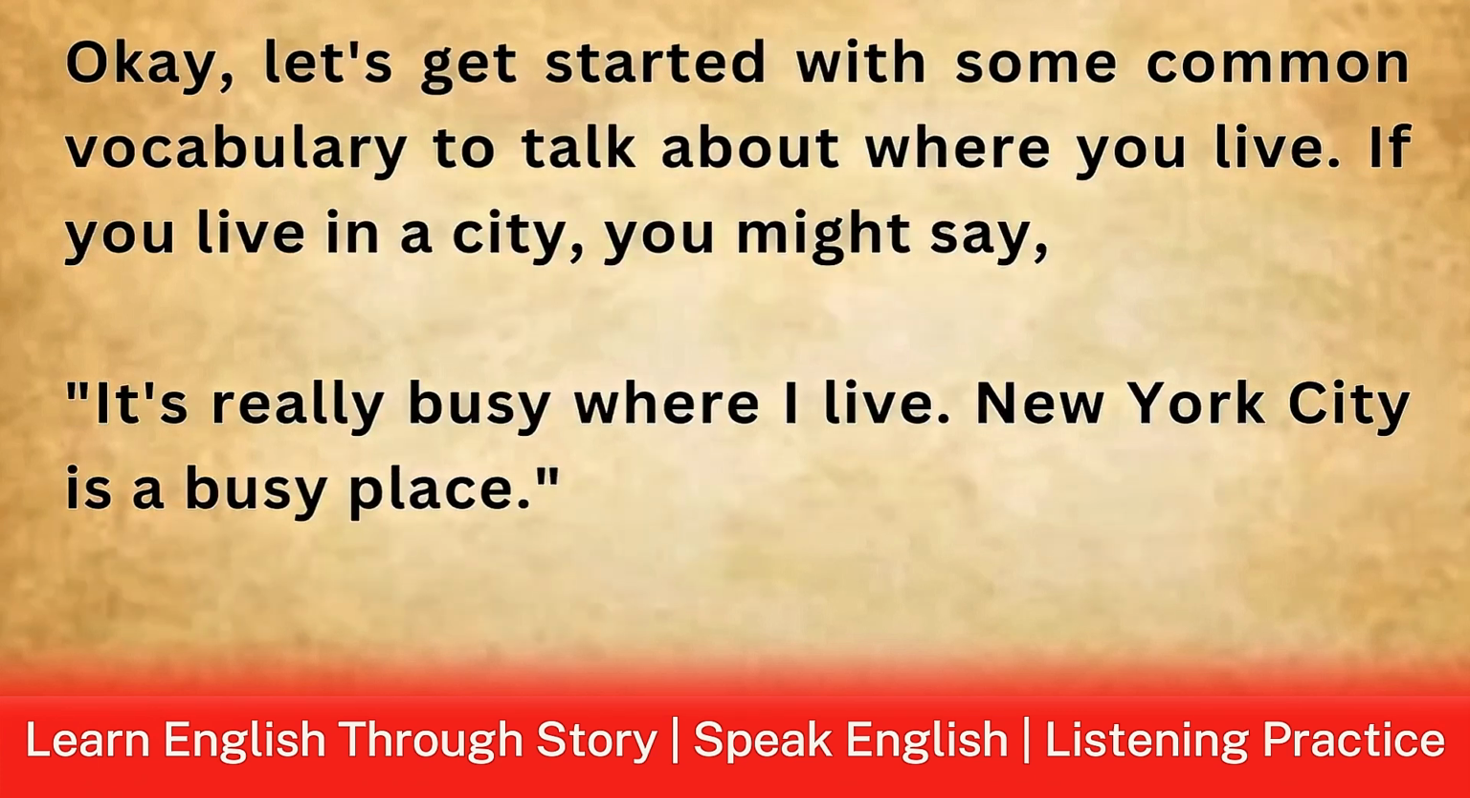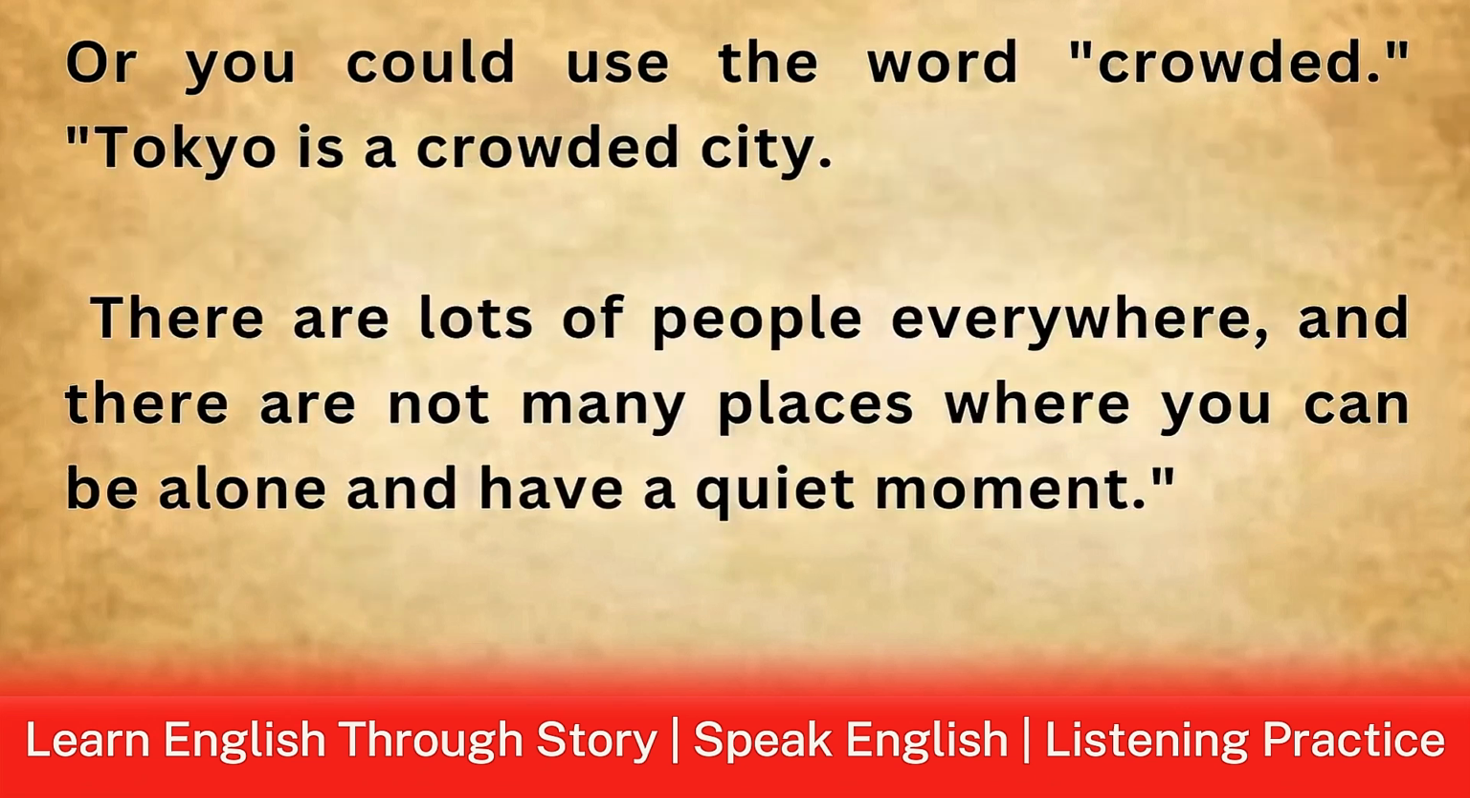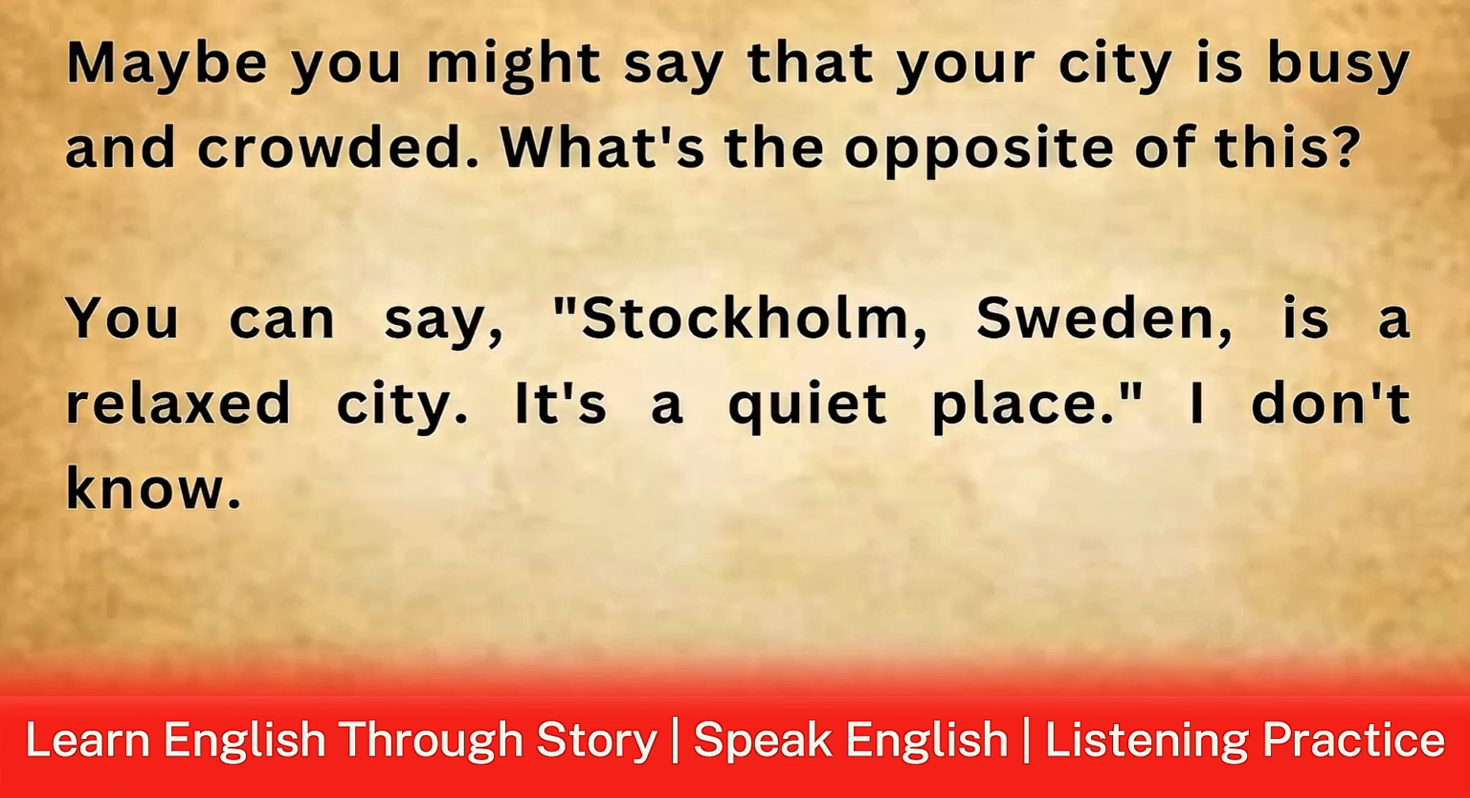Okay, let's get started with some common vocabulary to talk about where you live. If you live in a city, you might say, "It's really busy where I live." New York City is a busy place. Or you could use the word crowded. Tokyo is a crowded city. There are lots of people everywhere, and there are not many places where you can be alone and have a quiet moment. Maybe you might say that your city is busy and crowded.